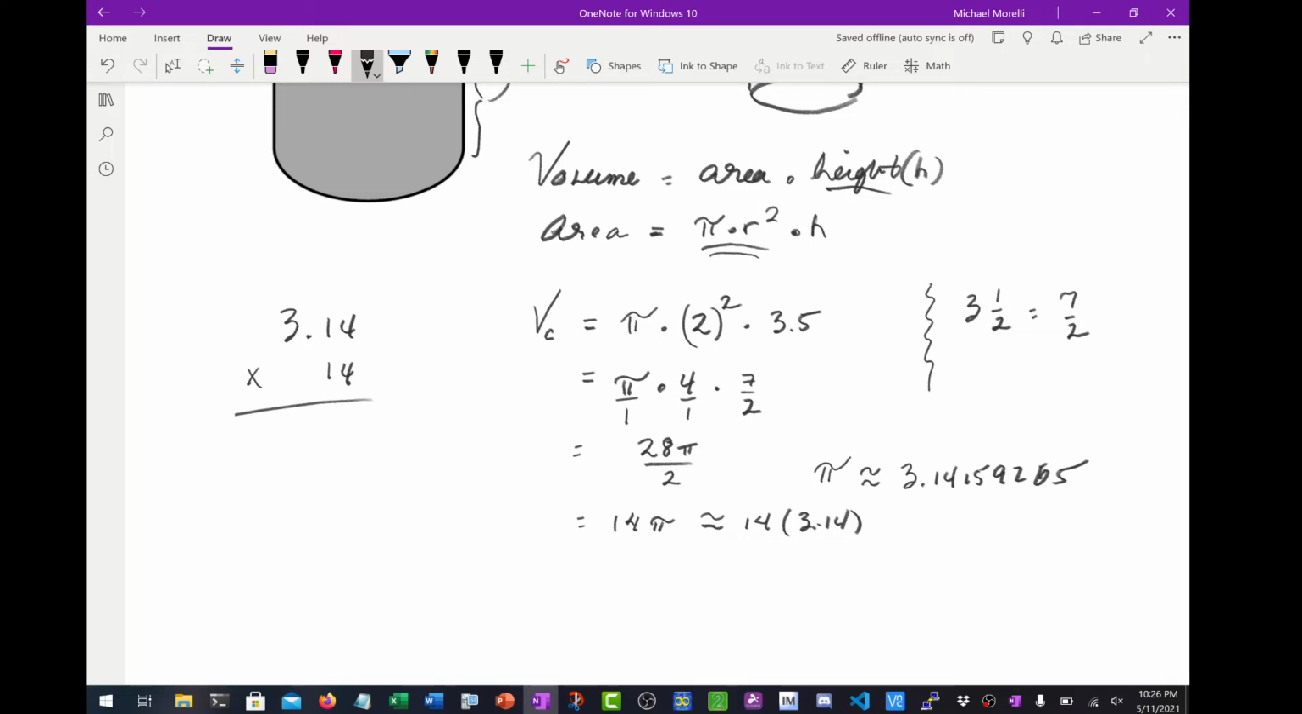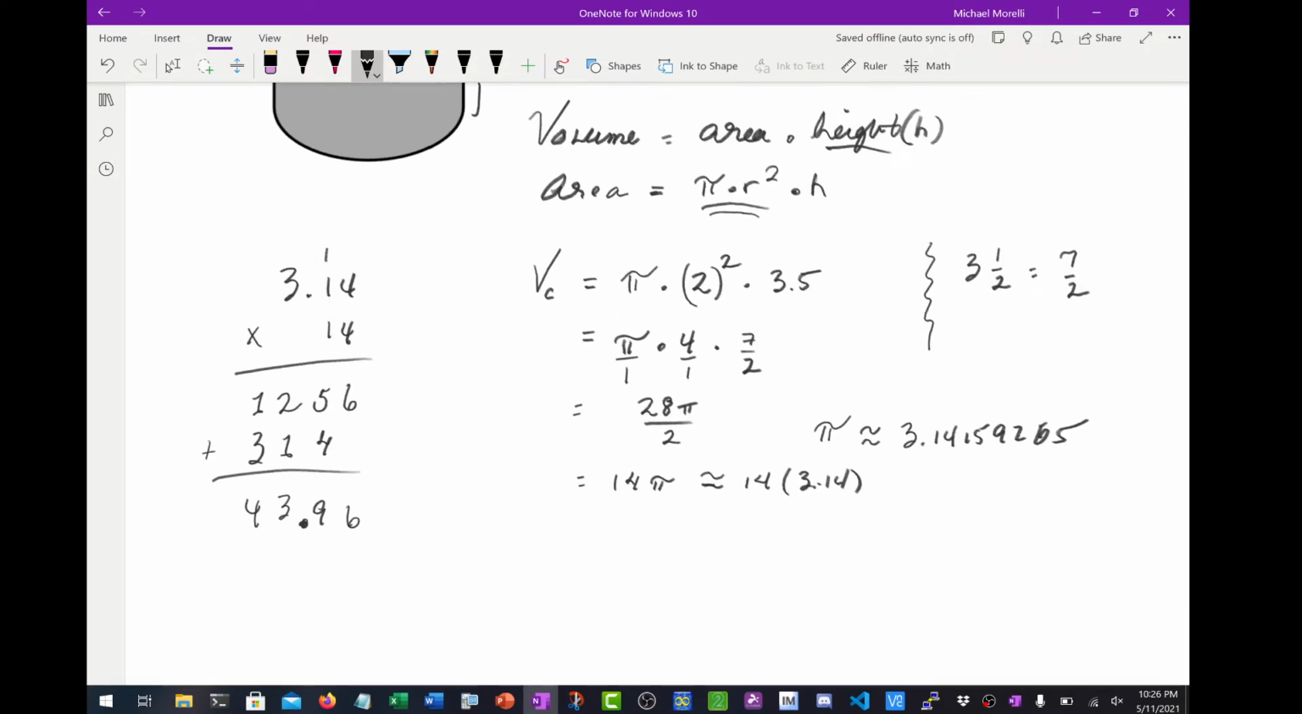4 times 4 is 16. Carry the 1. 4 times 1 is 4, plus 1 is 5. 3 times 4 is 12. 4 times 1 is 4. 1 times 1 is 1. 3 times 1 is 3. We have 6, 9, 3, 4. And we move over 2 decimal places. And so this would be cubic inches, which we would write as inches cubed.